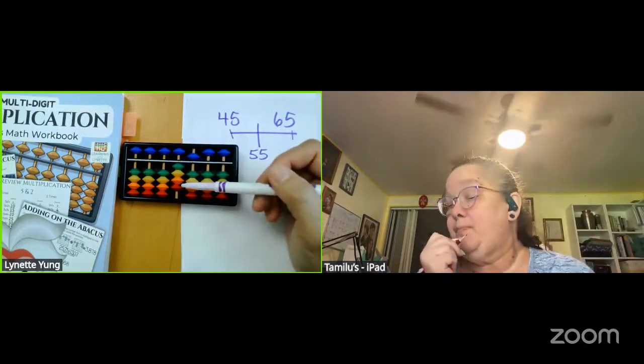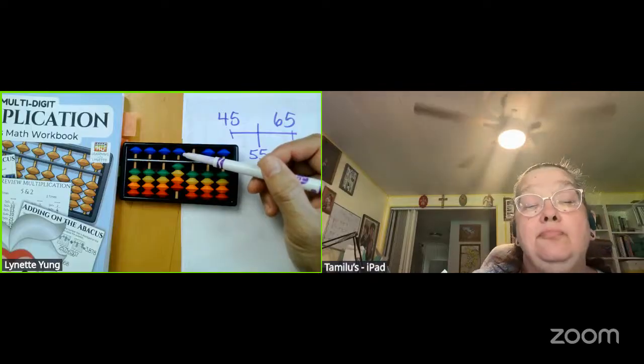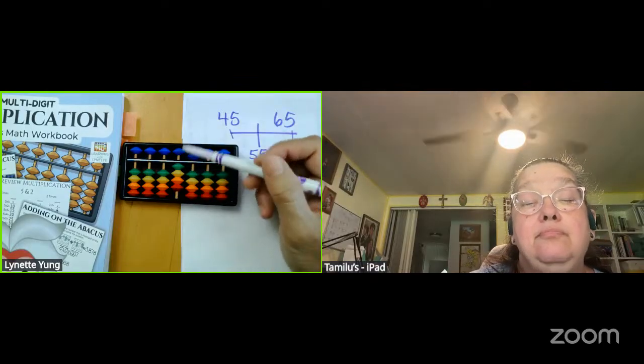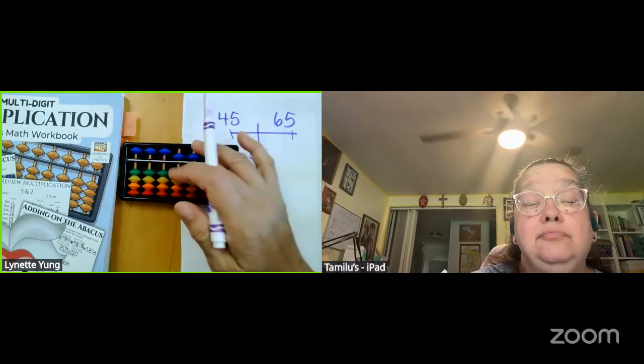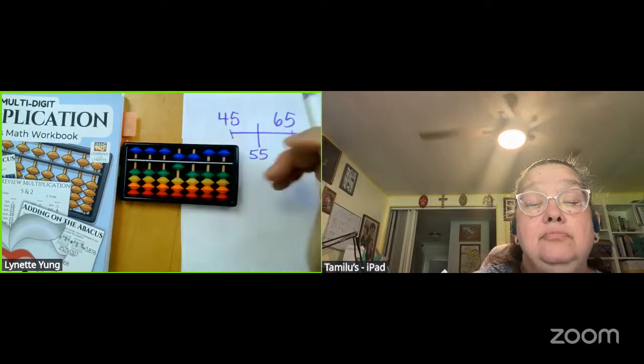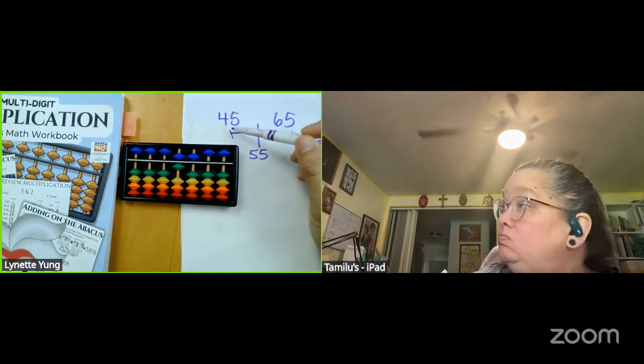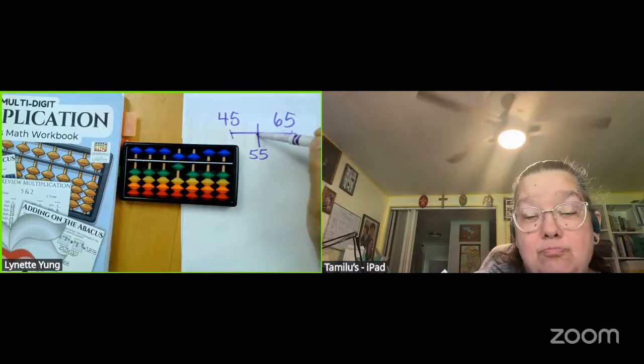If you wanted to show it on the abacus, I would count how many times I go from 45 to 65. So this is 1, this is 2, and then this is 3, right? So then I know that this is 1, this is 2, this is 3.